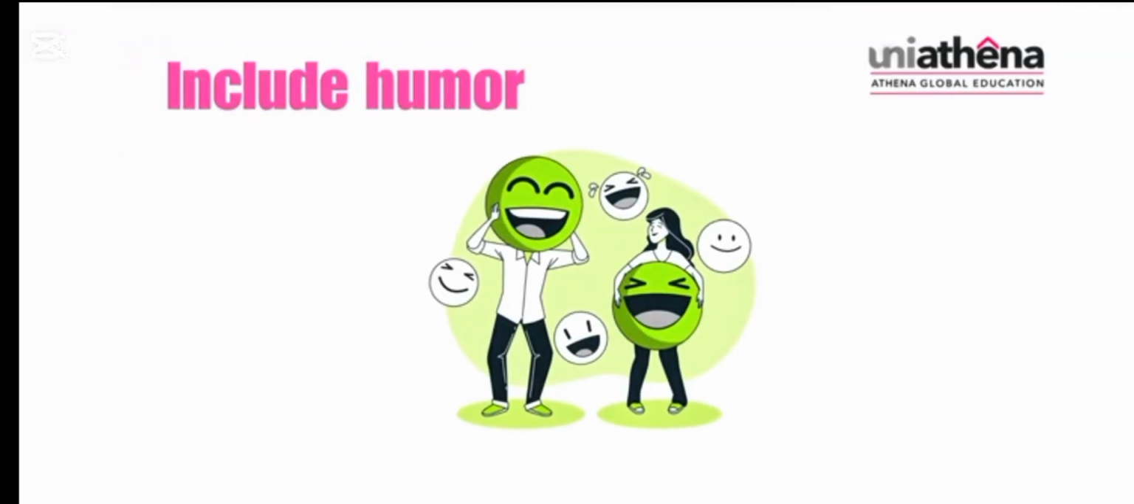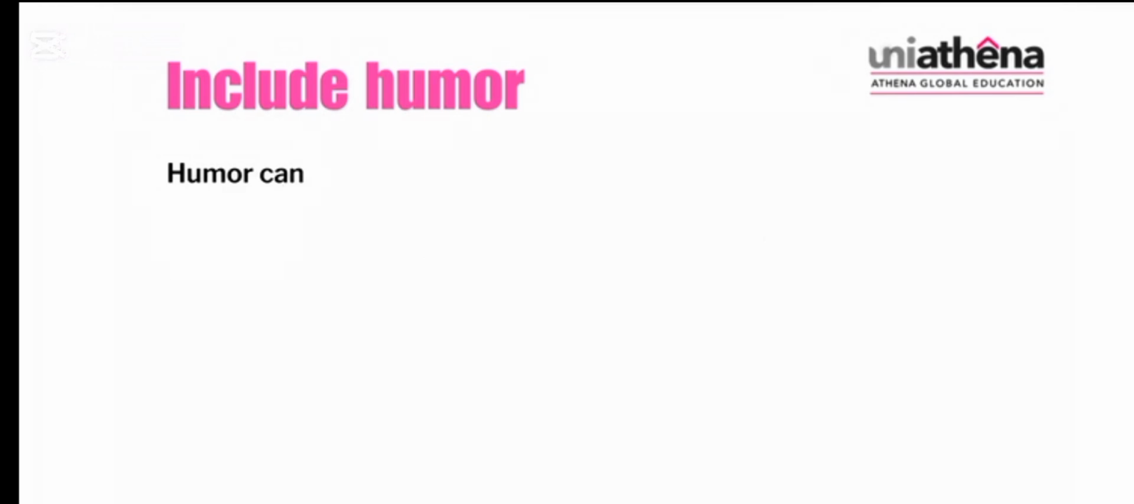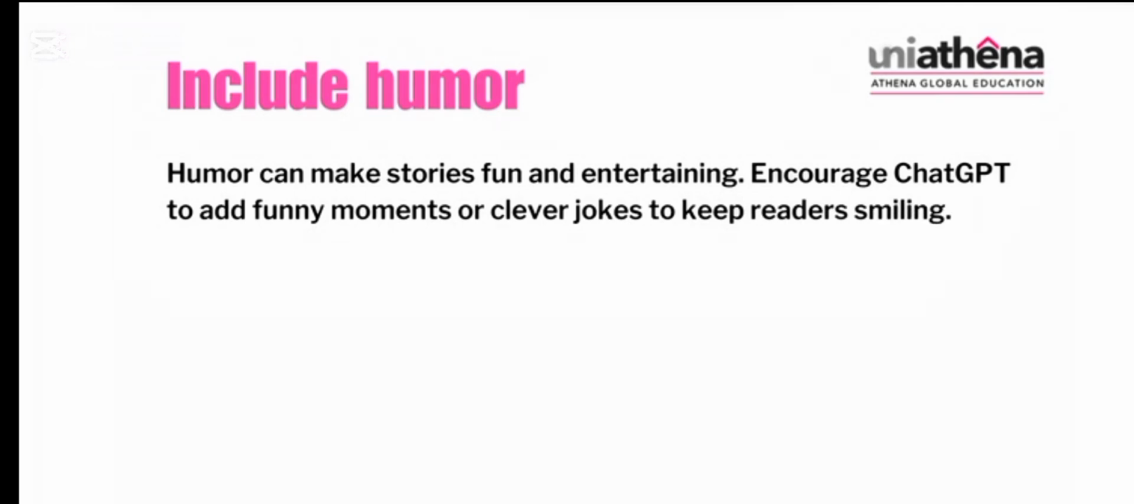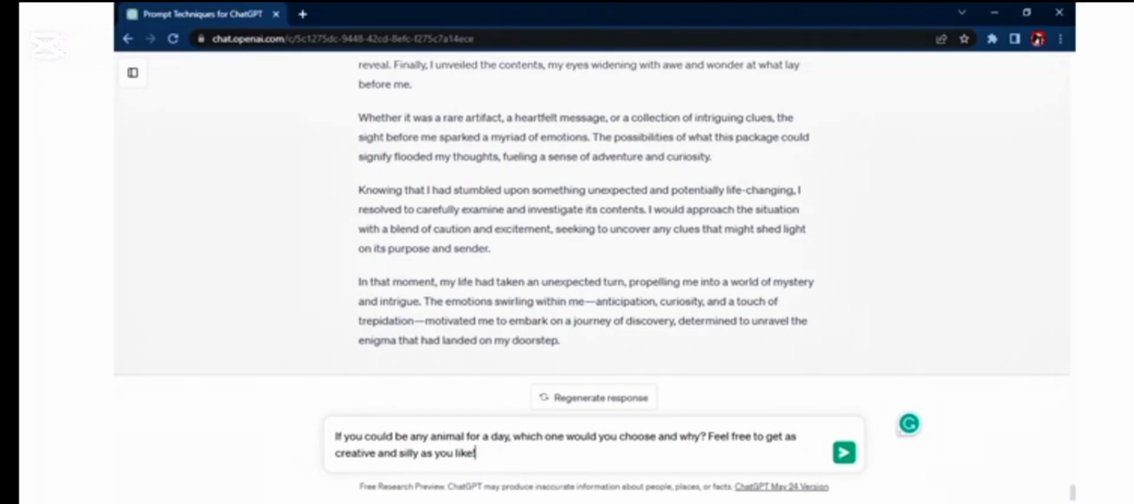Technique 7. Include humor. Humor can make stories fun and entertaining. Encourage ChatGPT to add funny moments or clever jokes to keep readers smiling. If you could be any animal for a day, which one would you choose and why? Feel free to get as creative and silly as you like.